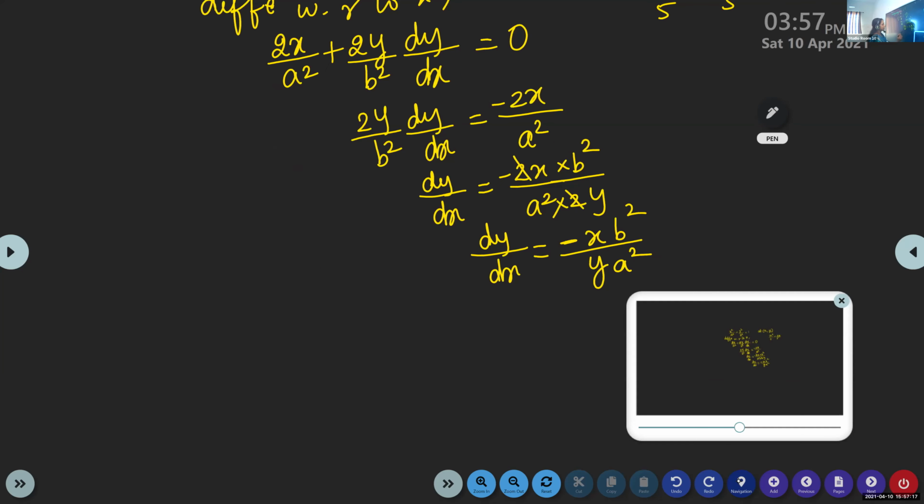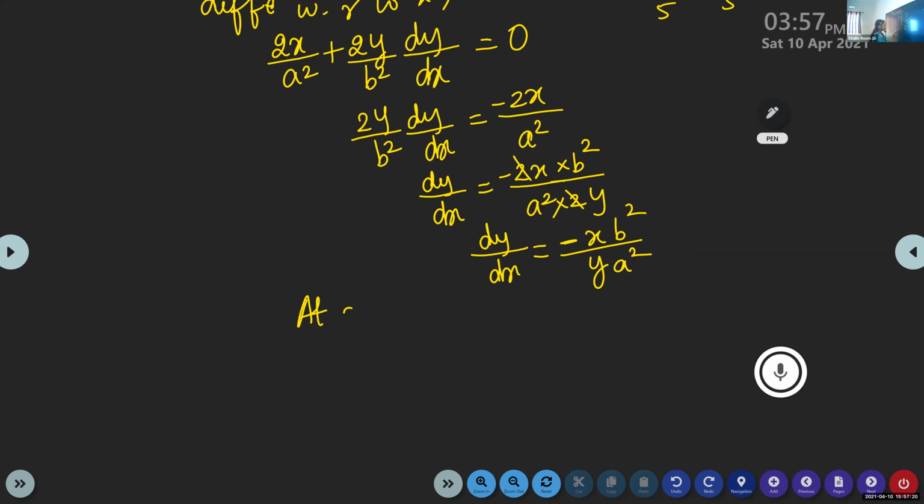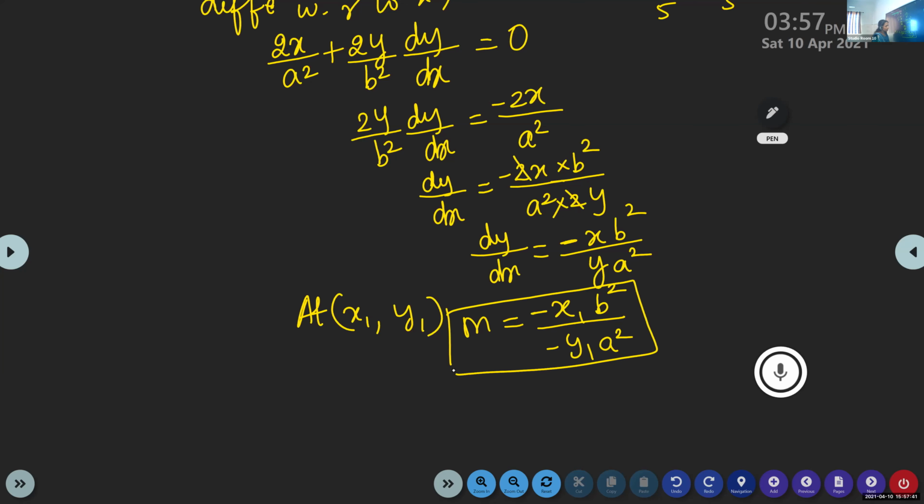So this is dy by dx. At the point x1, y1, what is m? In the place of x, this is the point given, so we should substitute x1. In the place of y, we should substitute y1. M is equal to minus x1 b square by y1 a square. At x1, y1, m will be equal to minus x1 into b square, with the minus in the numerator.